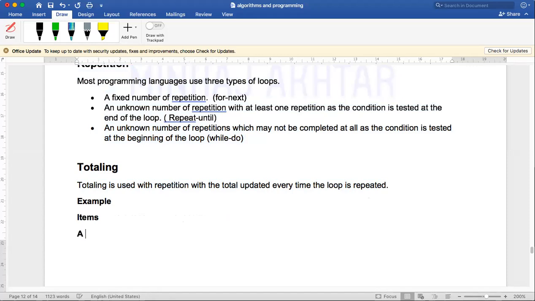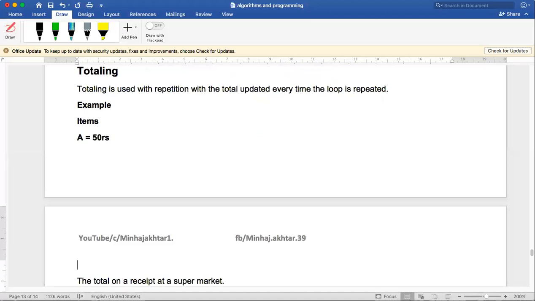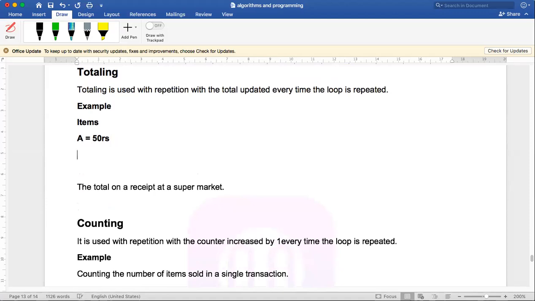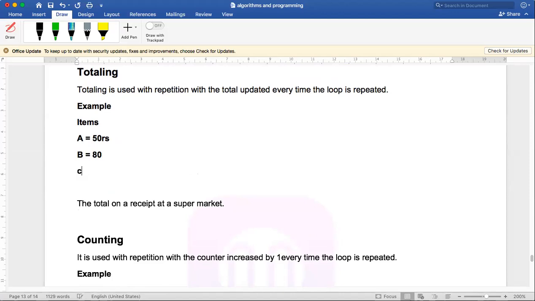Okay, item A is rupees 50, right? Let me scroll it down, the whole topic. Item B is rupees 80, right? Item C is rupees 50. Okay, so how does the totaling work? Listen up. The totaling is going to start from TOTAL. Okay, so the totaling starts from here and it is going to add the items one by one.